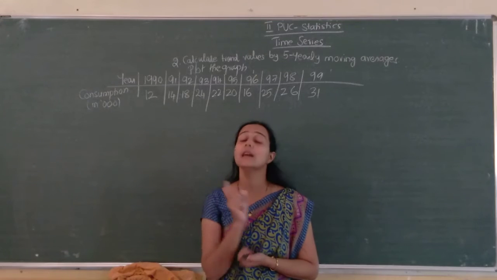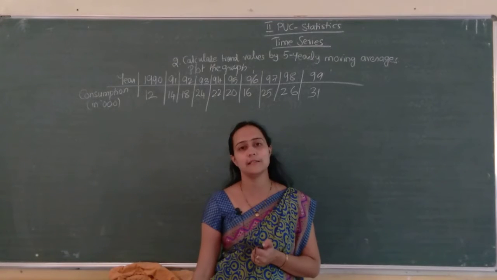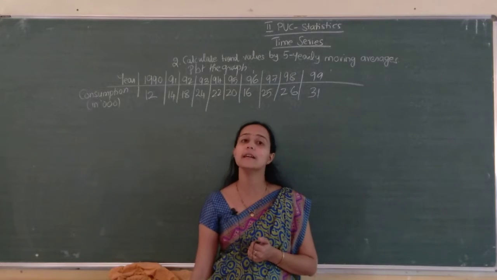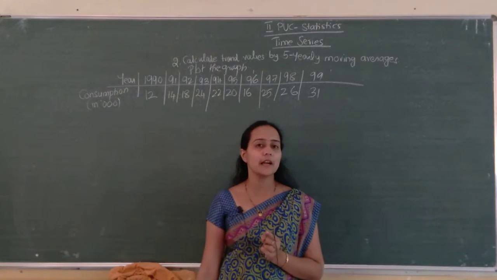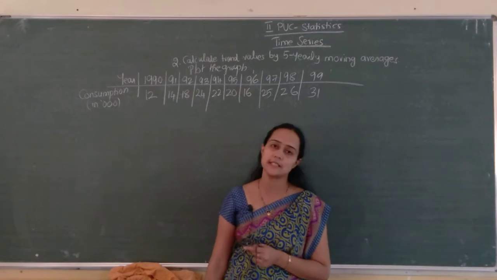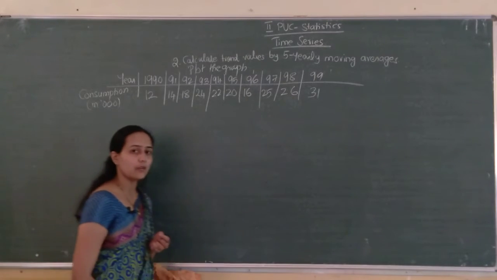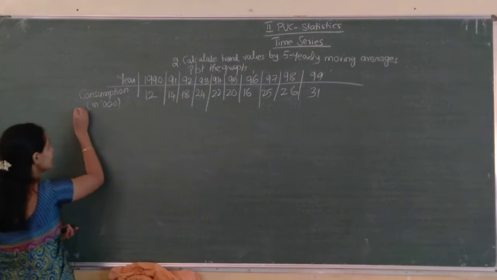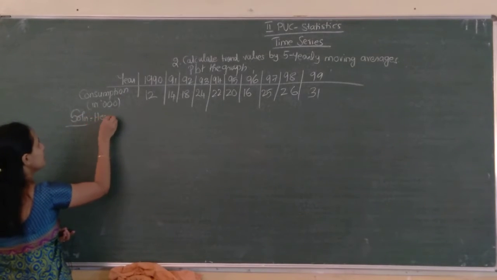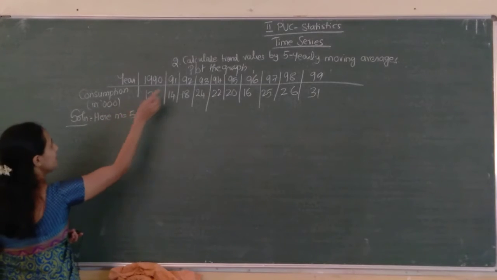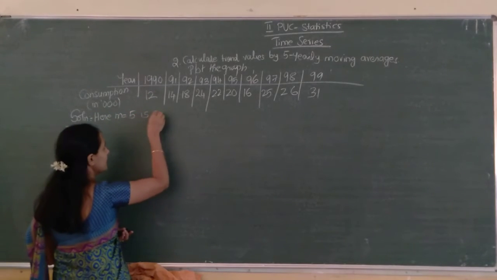What is the difference here? We have to plot the graph also, isn't it? We have to plot the graph. So year and consumption. First what we have to do? We have to write the procedure. So for every problem you have to write the procedure. Here in the solution, m equal to 5, here also m equal to 5 is an odd number.